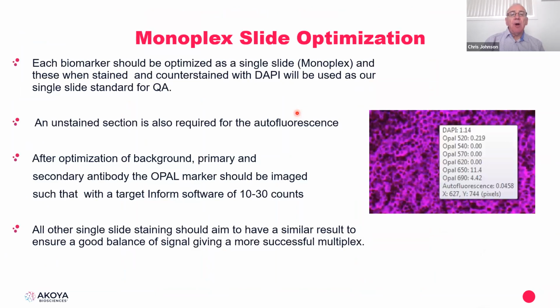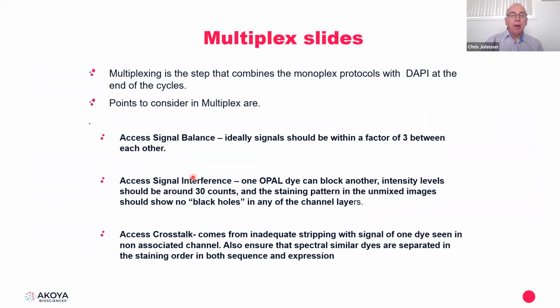So in a monoplex slide optimization, each biomarker should be optimized as a single slide. Should always include an unstained section for autofluorescence determination. And you should try to do your background and your primary and your sample so that your final counts are roughly 10 to 30. And this will end up then allowing you to get a good multiplex. In the multiplex slide itself, it's just bringing the monoplex protocols together.